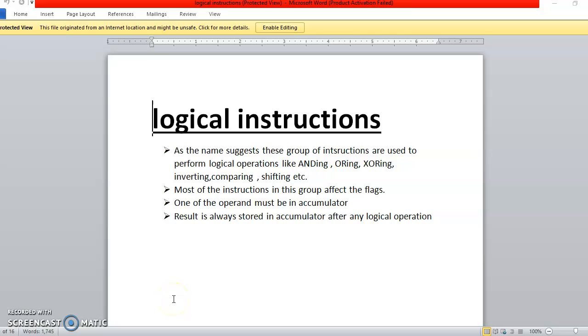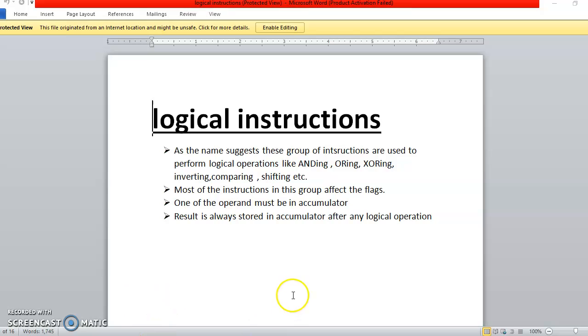Today we will be studying the logical instructions in 8085. Now what do you mean by the logical instructions? The instructions which perform any logical operations like ANDing, ORing, XORing, or for example complementing, comparing, or rotating, that is shifting, etc. These are nothing but the instructions which come under the logical instructions group of the 8085.